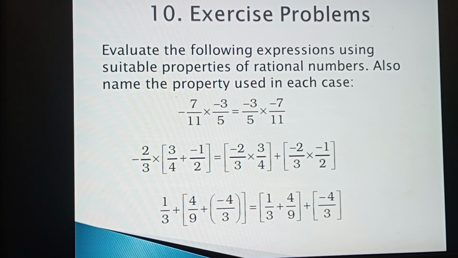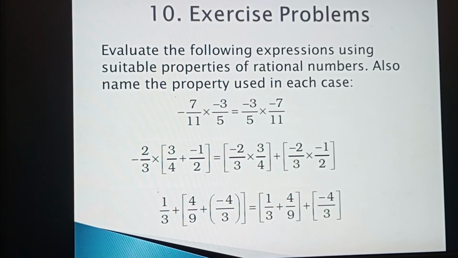Some exercise problems are given here. First, if you evaluate this, just multiplication, you can work it out, and the property used here is the commutative property. Next one is the associative property. These two are the associative properties. Here, the second one is the distributive property of minus 2 by 3 over the addition of 3 by 4 and minus 1 by 2. The third one is grouping, the associative property.